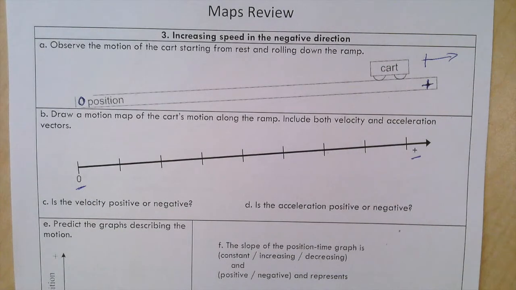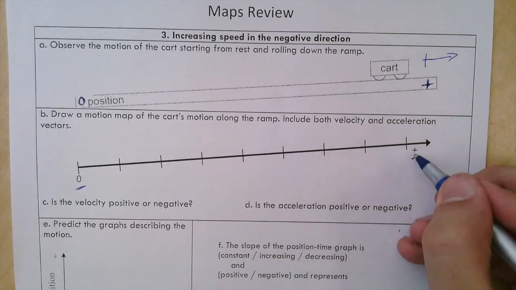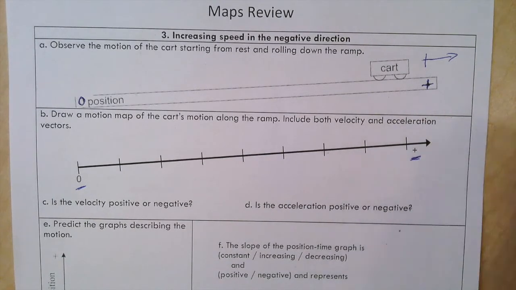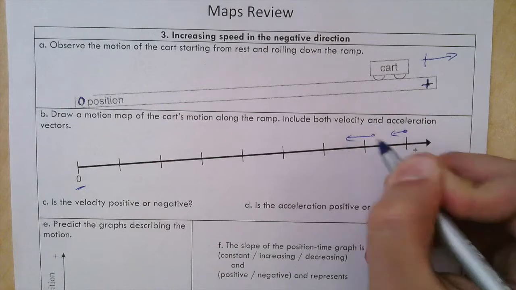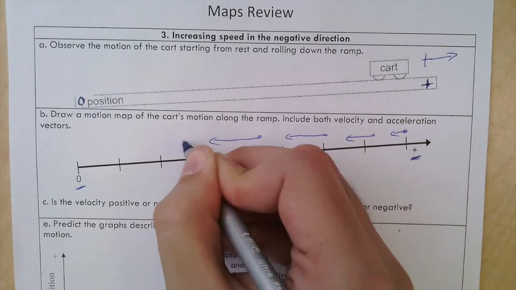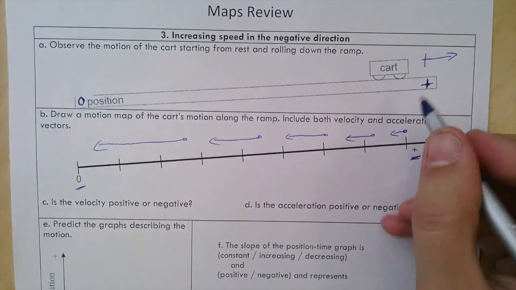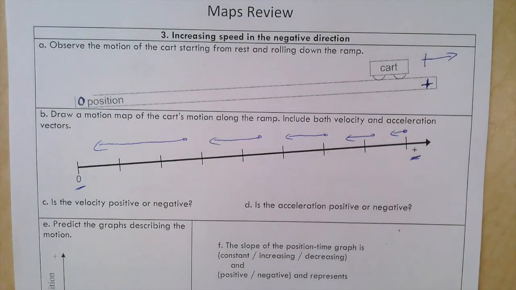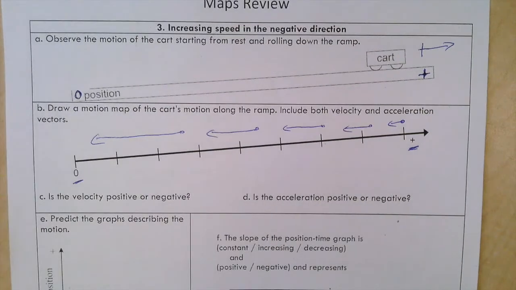So if we're going to draw a motion map of the cart along the ramp, we're going to start positive. Our cart starts up here. We'll start here, and it starts off slow. Gravity has not had a lot of time to pull it down, so it starts off fairly slow, and then the arrows get bigger. So as our velocity increases, the size of our arrows also increases.